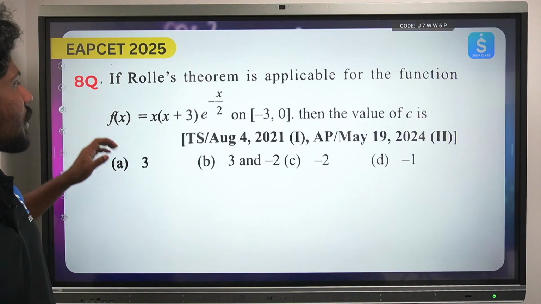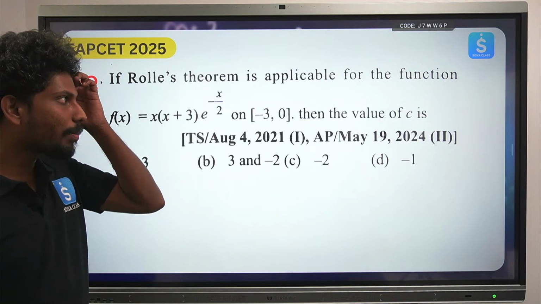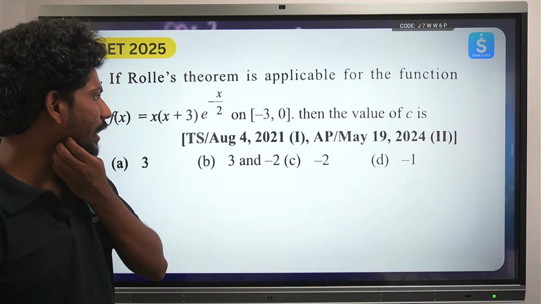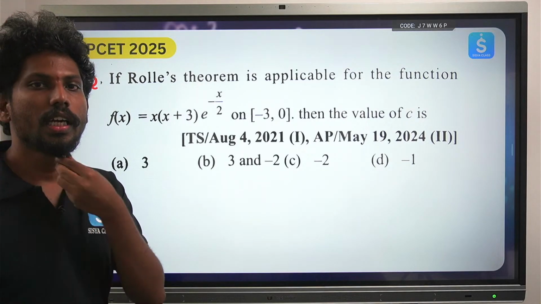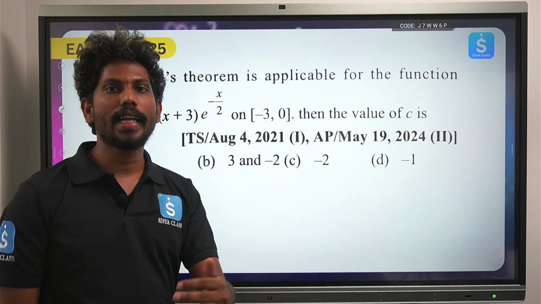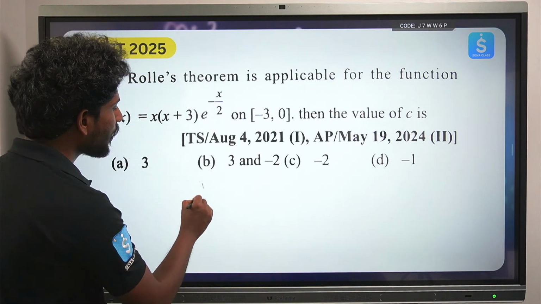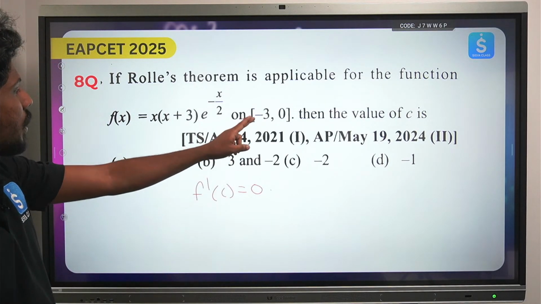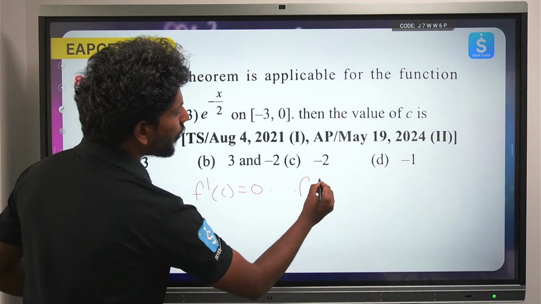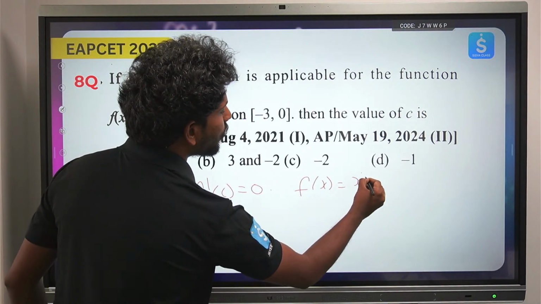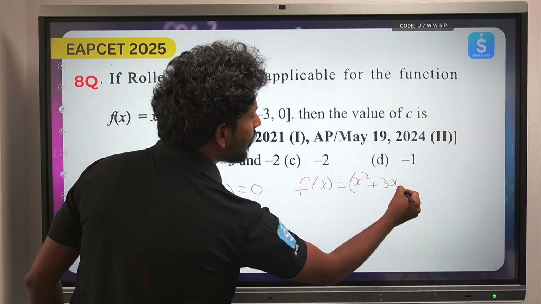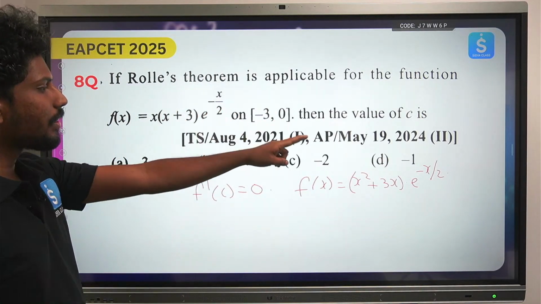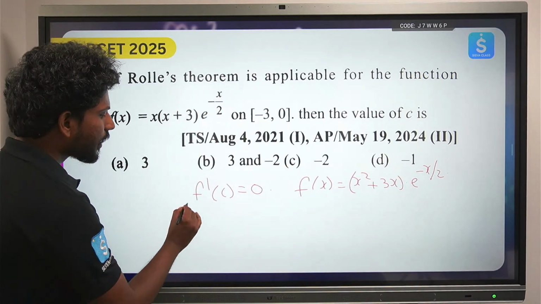Okay, now see the next question. If the Rolle's theorem is applicable to the function f of x equals x square plus 3x into e power minus x by 2, again the same thing, you just need to differentiate the function and equate it to 0. So f dash of c equals 0, right? Now here, first, what is f of x? We have x square plus 3x into e power minus x by 2. Take the differentiation.